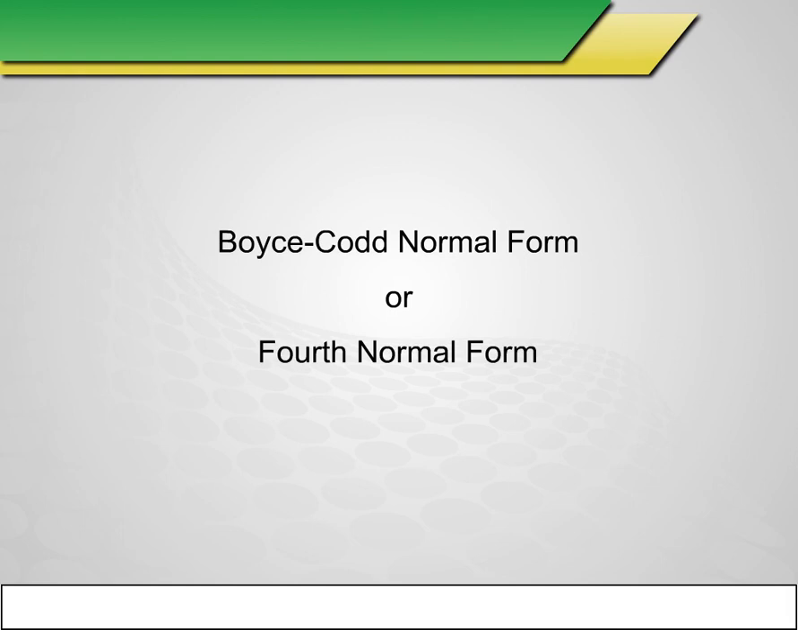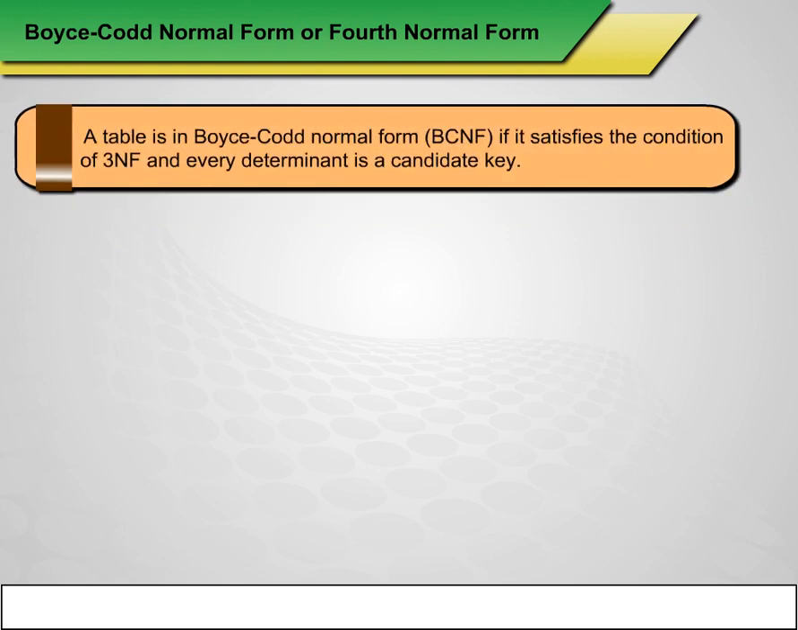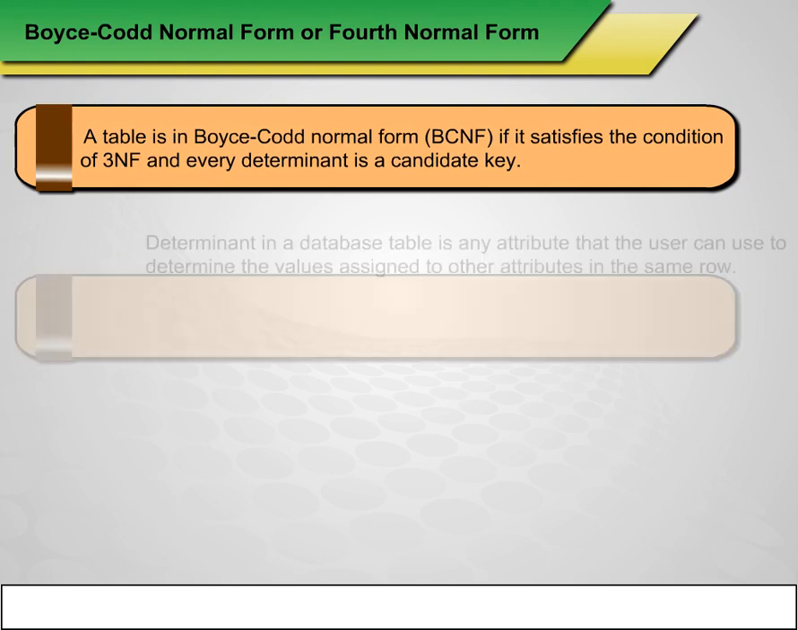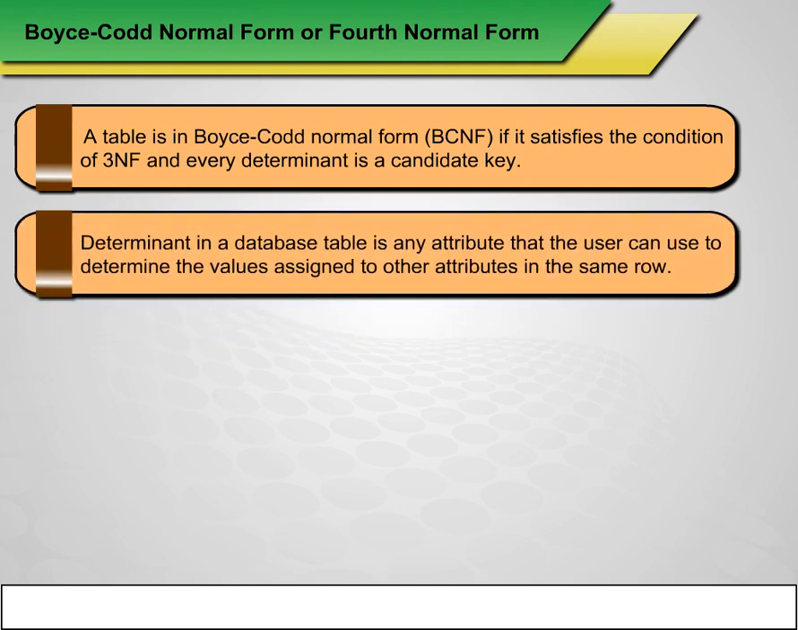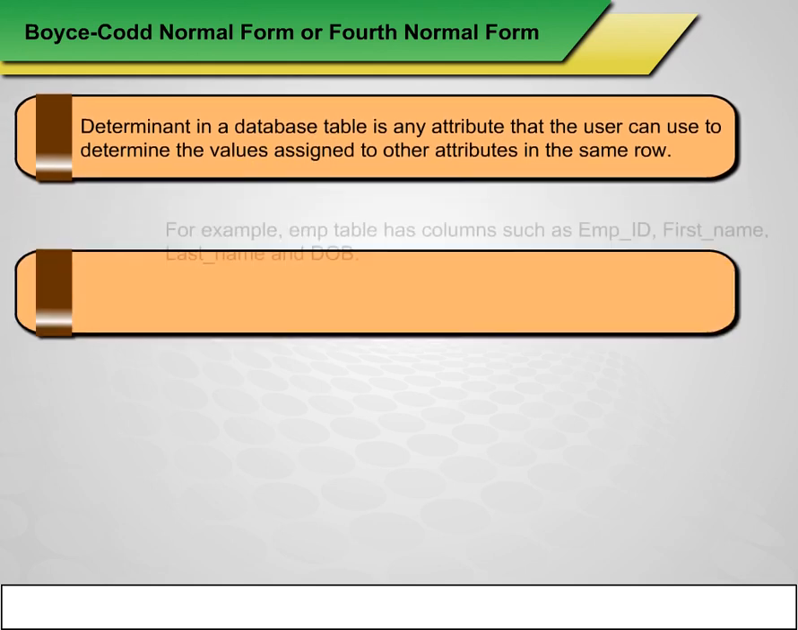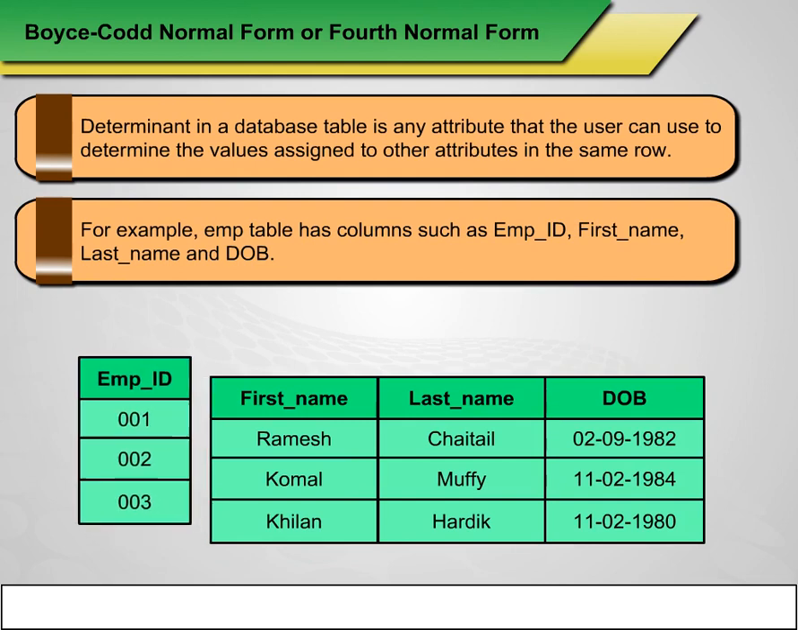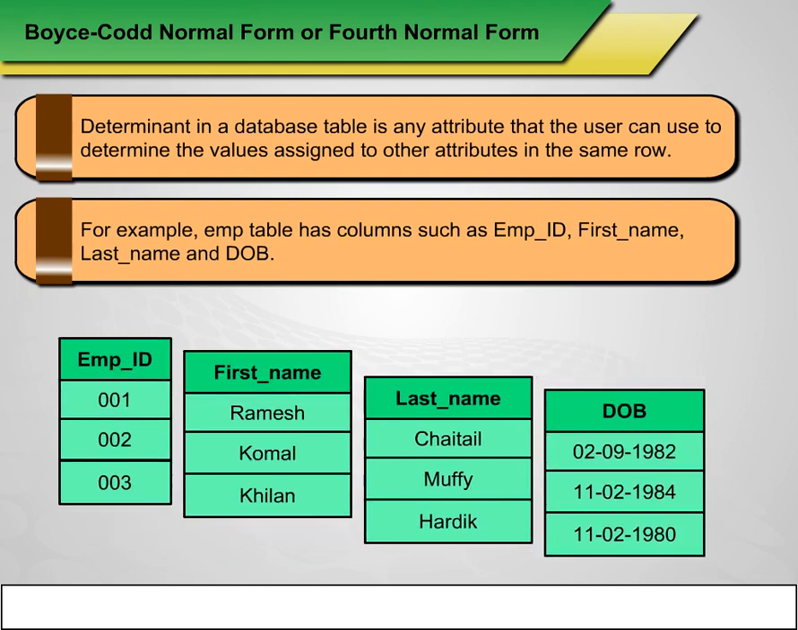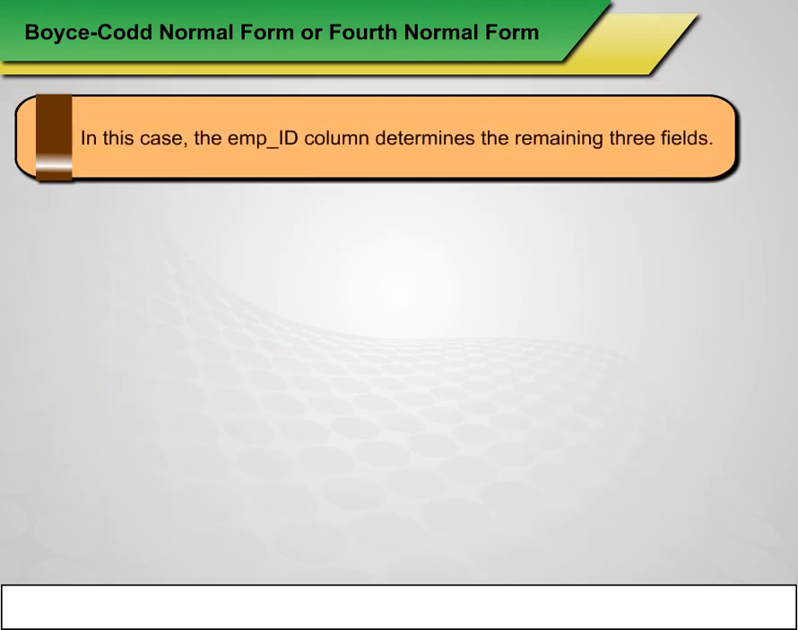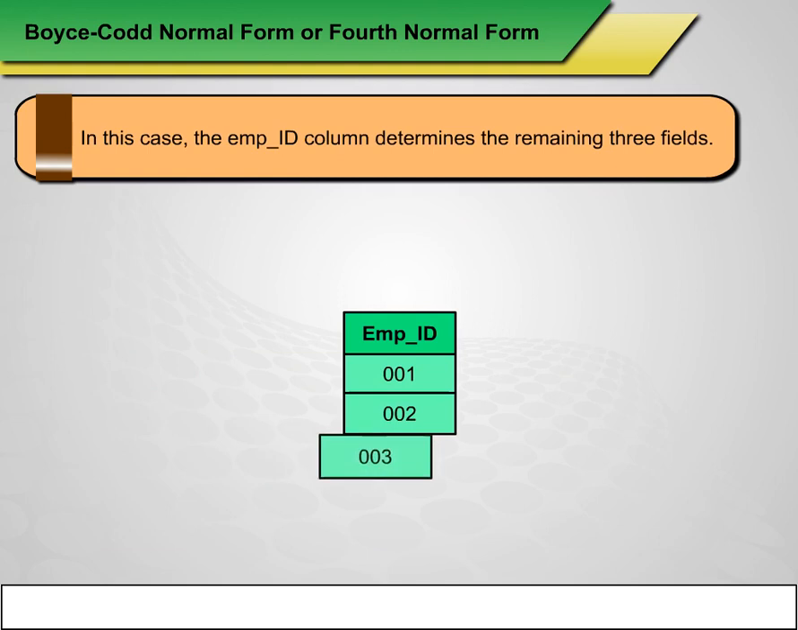Boyce-Codd normal form, or fourth normal form. A table is in Boyce-Codd normal form, BCNF, if it satisfies the condition of 3NF and every determinant is a candidate key. A determinant in a database table is any attribute that the user can use to determine the values assigned to other attributes in the same row. For example, an employee table has columns such as employee ID, first name, last name, and date of birth. In this case, the employee ID column determines the remaining three fields.